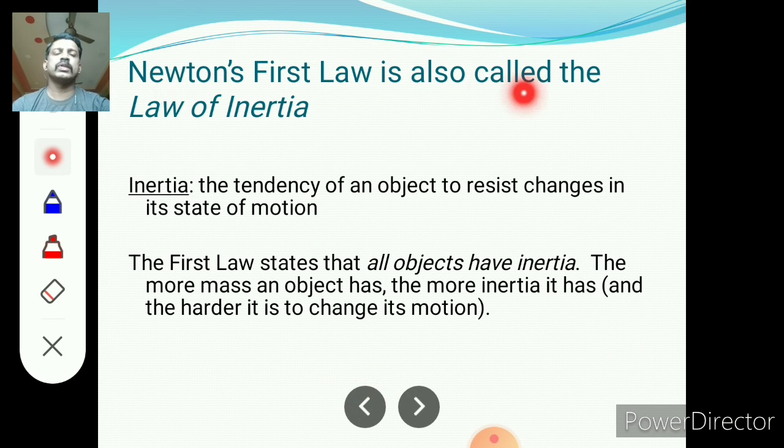Newton's first law is also called the law of inertia. Inertia is the tendency of an object to resist changes in its state of motion. The first law states that all objects have inertia. The more mass an object has, the more inertia it has, and the harder it is to change its motion.